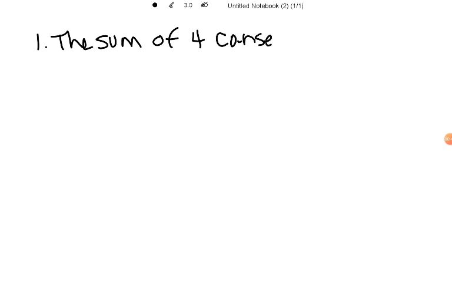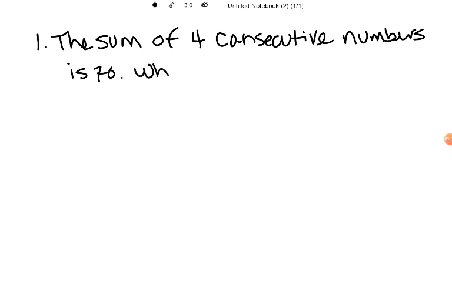So on question number 1, it asked, what is the sum of 4 consecutive numbers is 70? The sum of 4 consecutive numbers is 70. What are the numbers?